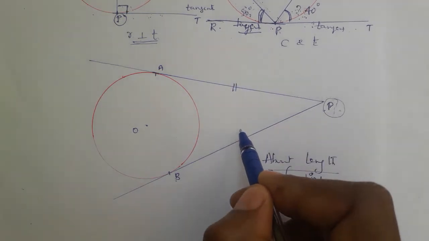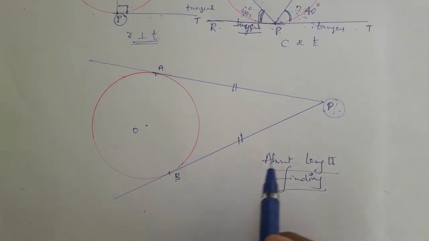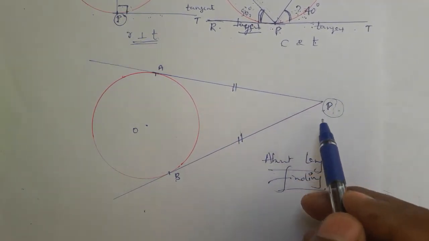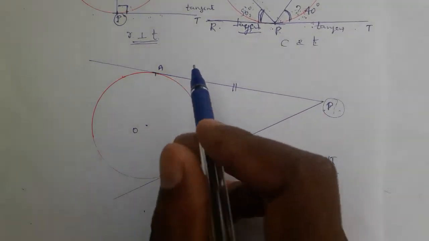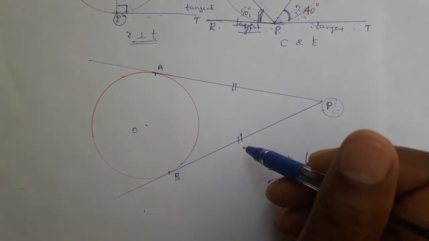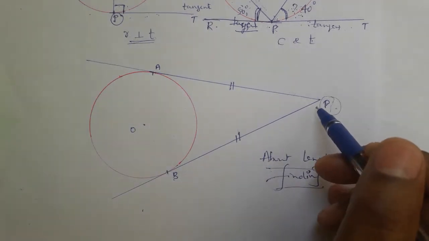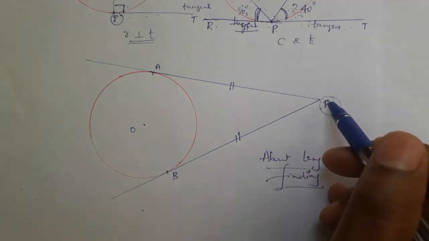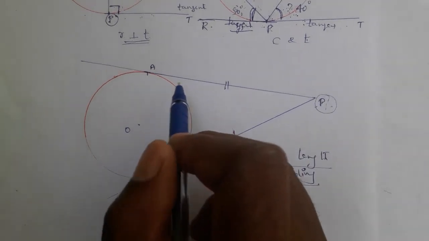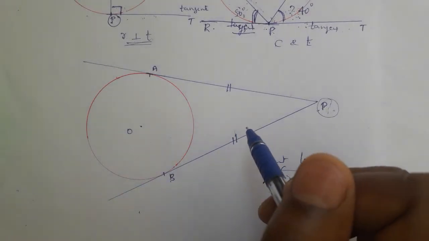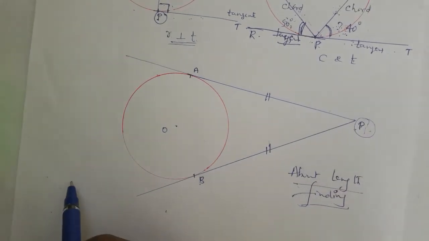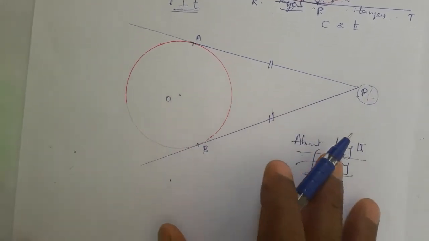These two tangents are always equal in length, because both tangents are drawn from the same external point. When two tangents are drawn from the same external point, they are always measured as equal lengths. I repeat again, from the same external point, two tangents drawn to the given circle are always equal in length.